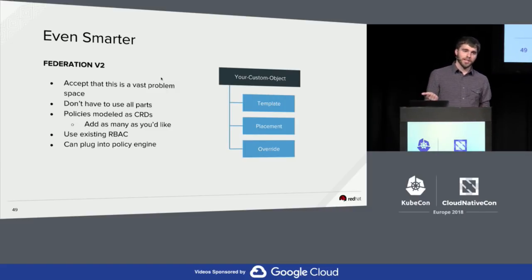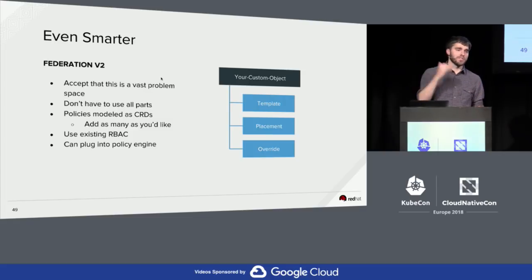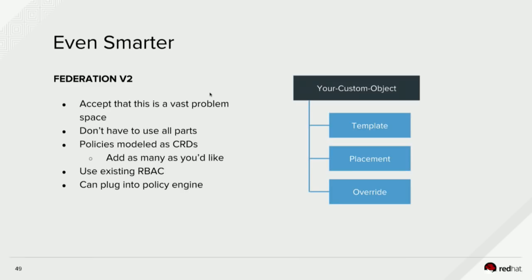The most important thing is that the special interest group has stated that one of their goals is that we don't want to tackle this entire problem space because it's really, really wide. As I talked about, you've got all these different needs for these different users, different environments, different clusters, you've got to track all this stuff, and maybe somebody wants to model their RBAC policies differently than somebody else. And so you don't have to use all the parts of Federation V2, and this is baked into the entire thing.